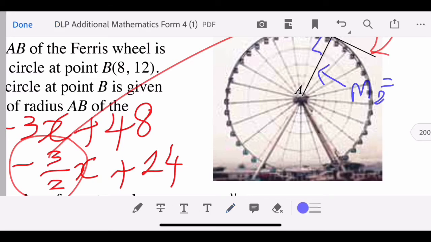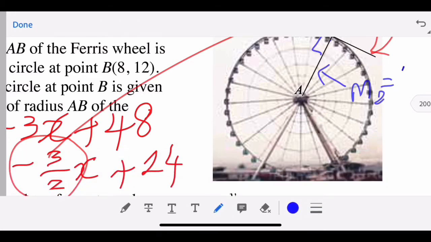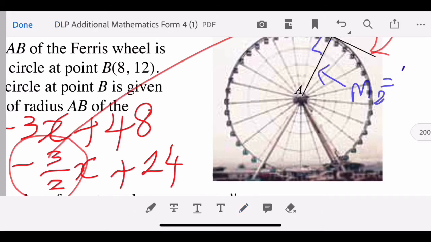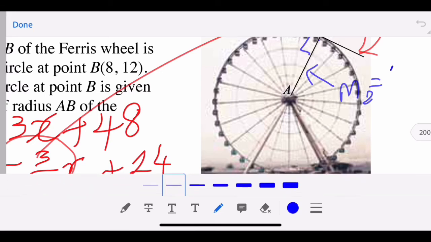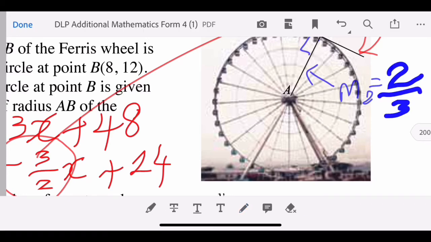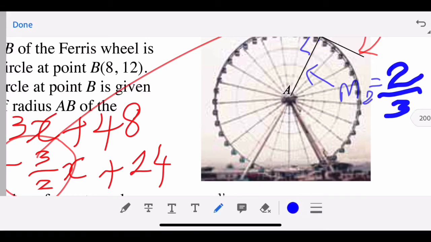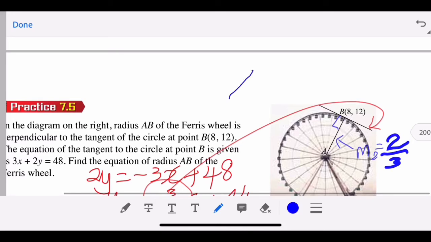So how to solve the gradient, I'm doing it again. This is the second time so that you can follow it well. Express y equal to mx plus c. So your gradient is negative 3 over 2. So then, based on the gradient for the tangent, you can find the gradient for the radius by using the relationship between m1 times m2 equal to negative 1.